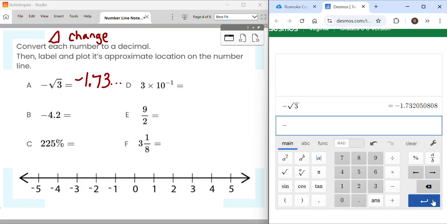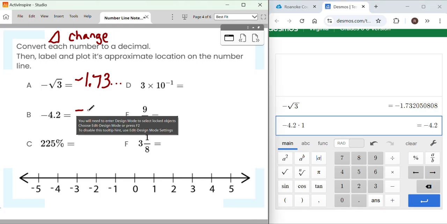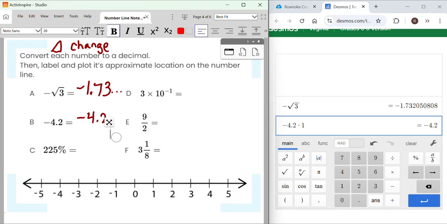Which is negative 4.2. The calculator isn't having to do anything here. That's why it's not giving you an answer over here. So to make it calculate, I'm going to multiply times 1, because you know when you multiply anything times 1, it stays the same, or it's equal to itself. So negative 4.2 times 1 is negative 4.2.